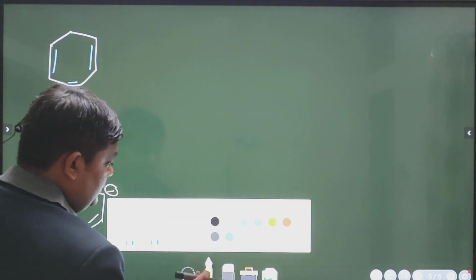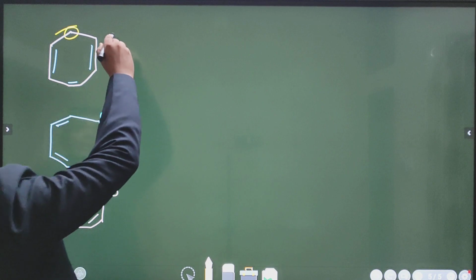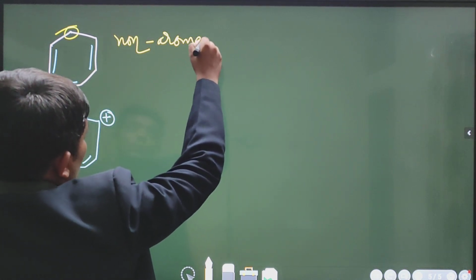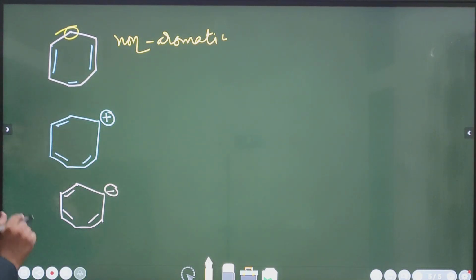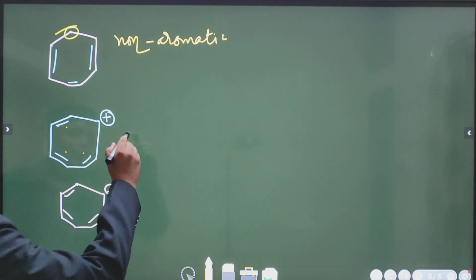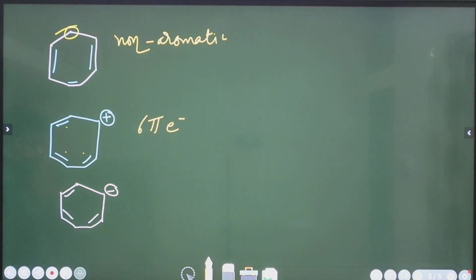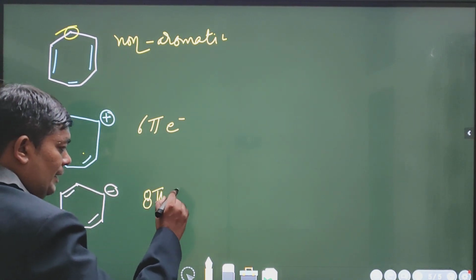Looking at the very first structure, the simple tropylium, it has an sp3 carbon, which directly makes it non-aromatic by nature. On the other hand, in this structure we have 2 pi, 4 pi, 6 pi and a positive charge. So it's a 6 pi electron system, and over here it's 2 pi, 4 pi, 6 pi and 2 pi, an 8 pi electron system.